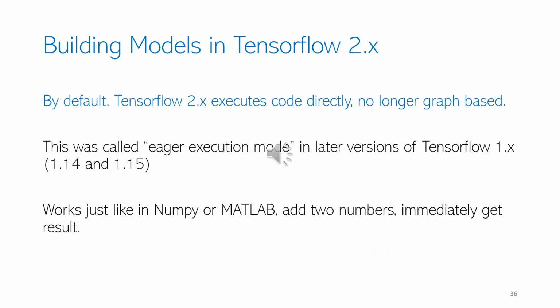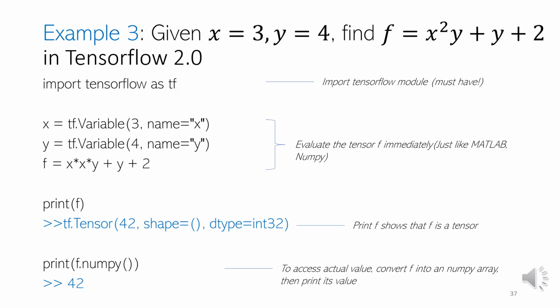So in TensorFlow 2, we don't have to deal with computation graphs and then running that computation graph. And we can get the intermediate results of any variable immediately. This was called eager execution mode in TensorFlow version 1, but this is actually the default behavior of TensorFlow 2. We're going to see what that means.